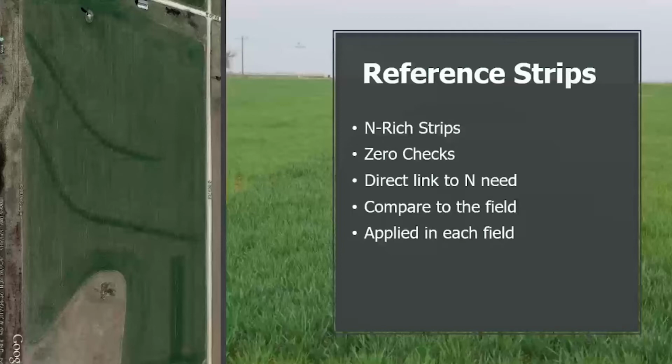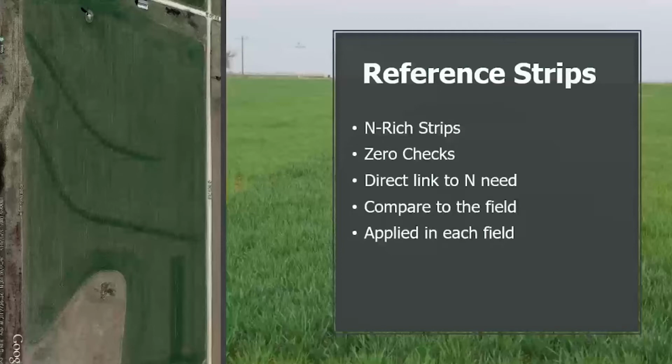Now there are two different types of reference strips that we use, an enriched strip and a zero check. Both are going to be used to let the crop tell you how much nitrogen it has access to. And this also gives the producer something to look at and watch throughout the season as well. Most farmers and growers can tell you a story about the time the fertilizer applicator got skipped or doubled up on a pass. And at the end of the season, they could see that. And this was effectively an accidental response strip.